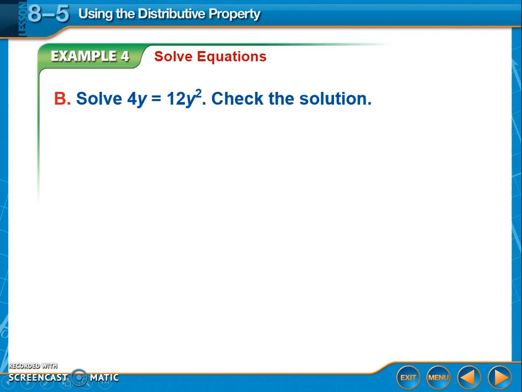All right, if I have something like this where it's not currently set up as equal to 0, I want to set it equal to 0. To do that, I'm going to subtract 4y from both sides. Here they cancel, and I get 0 equals 12y squared minus 4y. Now I want to factor this. Anytime I have a squared term, you want to be thinking factoring, because it's hard to solve when you have a square. So you want to get it to a single power, to the power of 1.